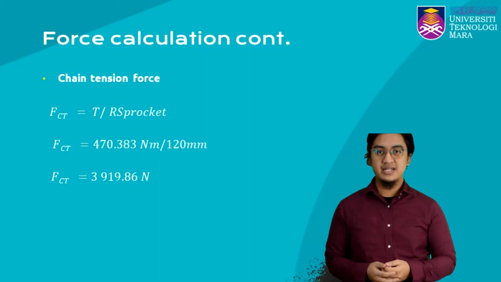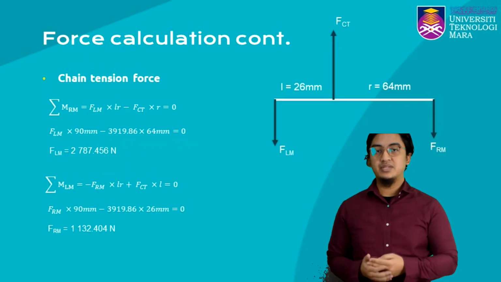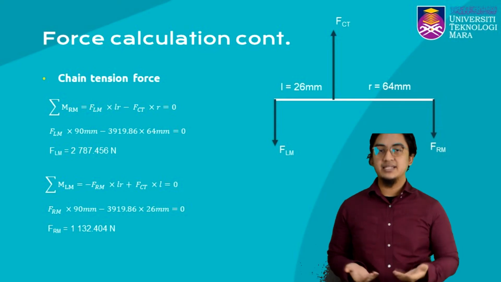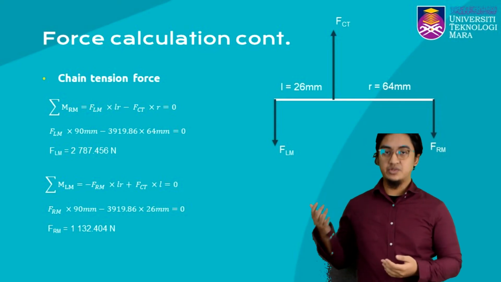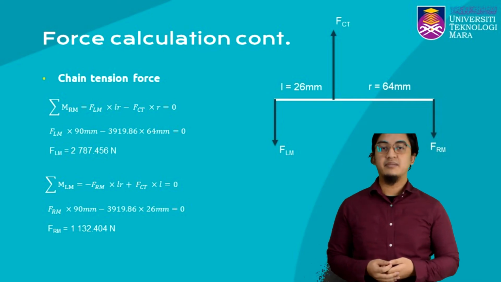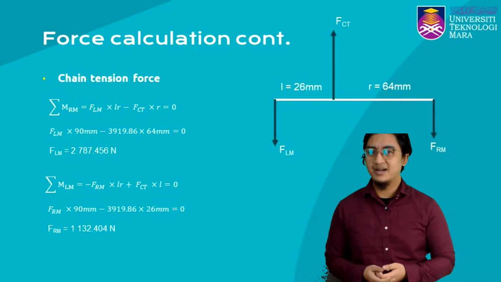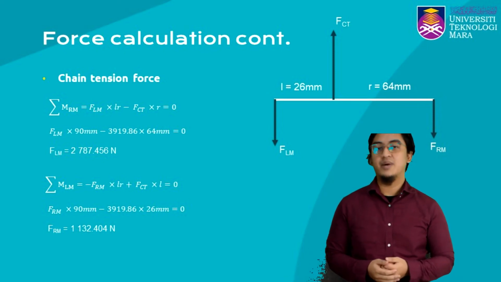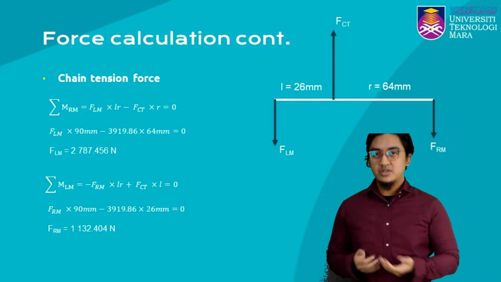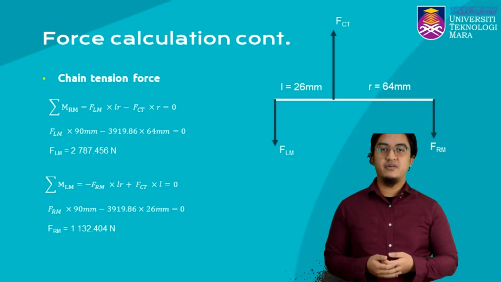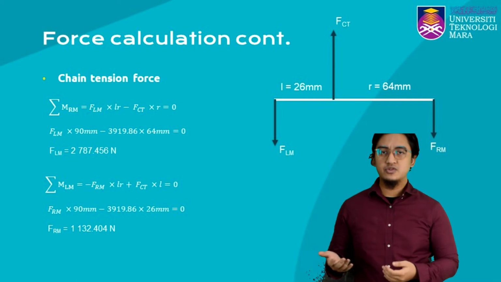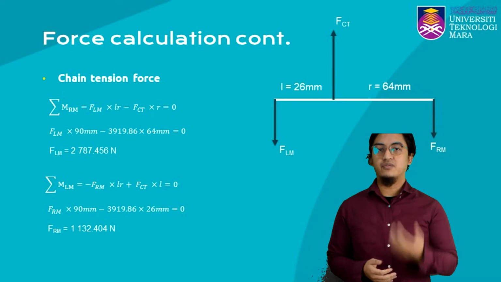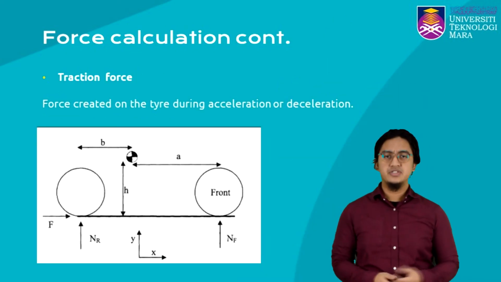Then divide the torque by the radius of the sprocket, which is 120 mm, to get the value of tensioning force. Since there are two differential mountings that will support the tensioning force, the force acting on each mounting needs to be calculated by using summation of moment. Referring to the free body diagram, by using the equation of summation of moment at the right mounting equal to 0, we can get the force acting on the left mounting, which is 2787.456 Newton. The same equation can be used to find the right mounting force, which is 1132.404 Newton.